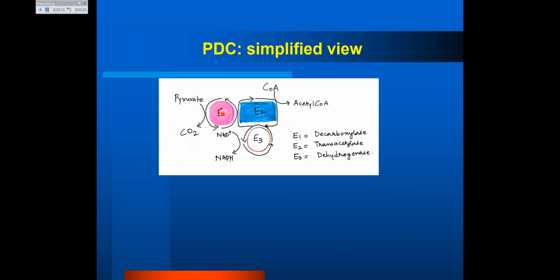The E1 enzyme catalyzes the decarboxylation step, where pyruvate is converted into carbon dioxide, whereas E2 performs the transacetylation, transfer of the acetyl group to coenzyme A, and third, E3 performs the dehydrogenation function for conversion of NAD+ to NADH.